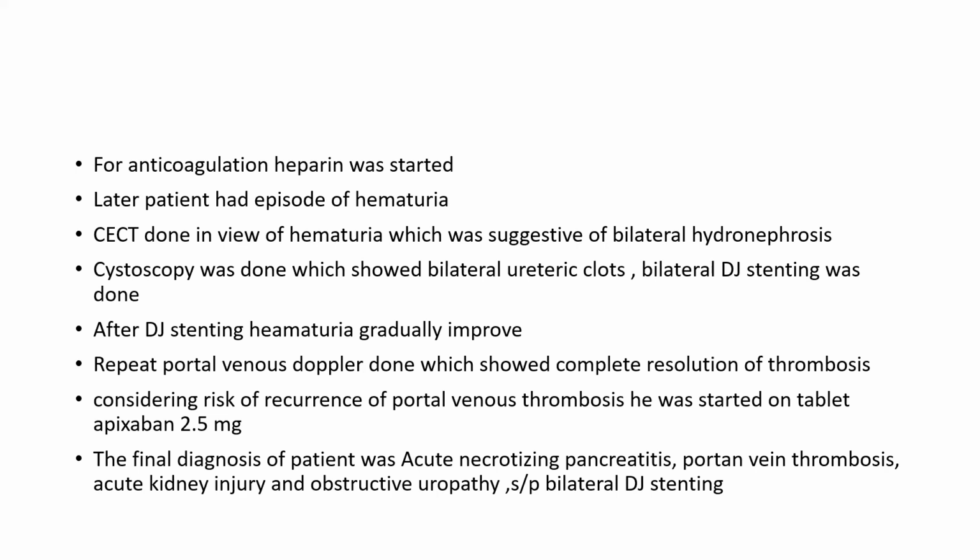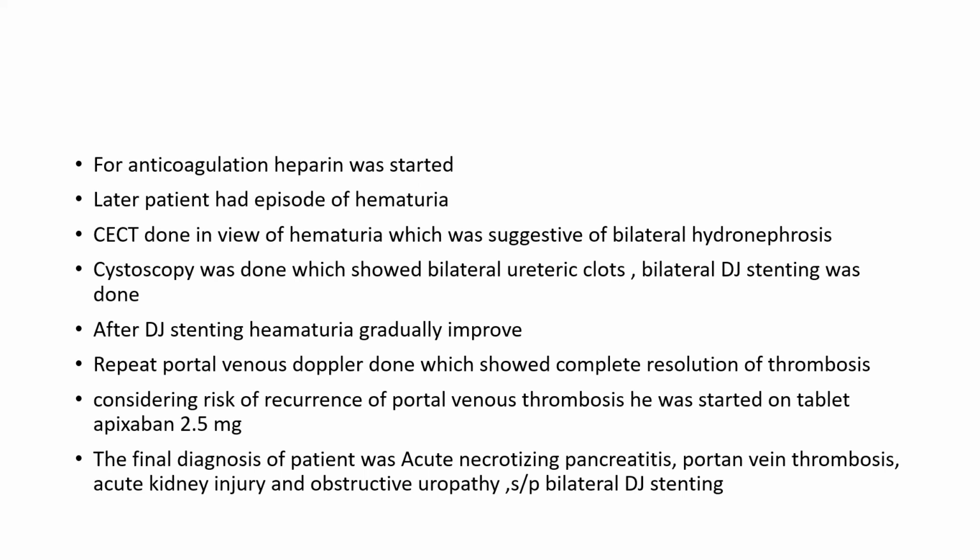For anticoagulation, heparin was started. Later, patient had an episode of hematuria. CT done in view of hematuria, which was suggestive of bilateral hydronephrosis. Cystoscopy was done, which showed bilateral ureteric clots. Bilateral DJ stenting was done. After stenting, hematuria gradually improved.